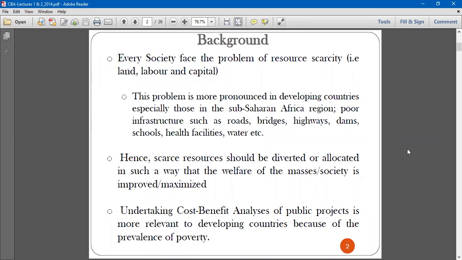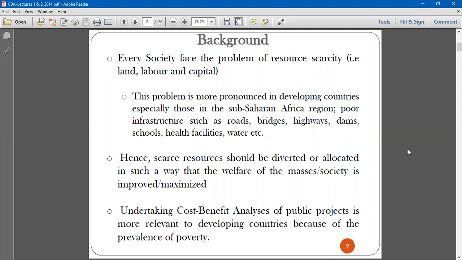Okay. Now we know that in any human society we face the problem of scarcity of resources. We don't have much resources to cater for all our needs, and as a result, when we want to push resources into a particular program or project, then we have to make sure that the resources are being put into their most effective use.